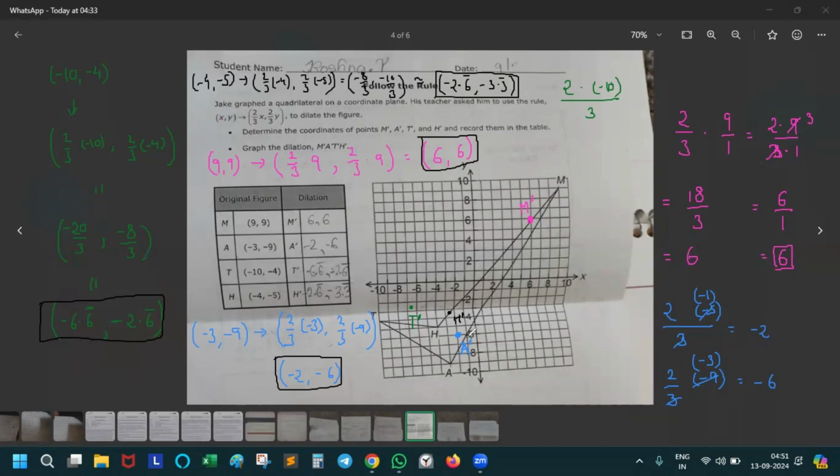So you connect M with A. I'll draw a rough sketch. M with A with T, T with H, and H with M again. So this black shape that I have drawn is the graph of the dilated shape.